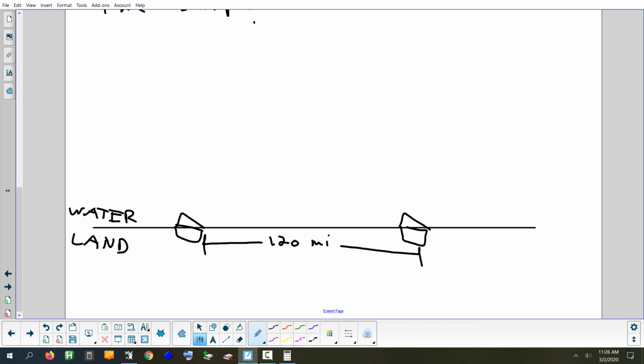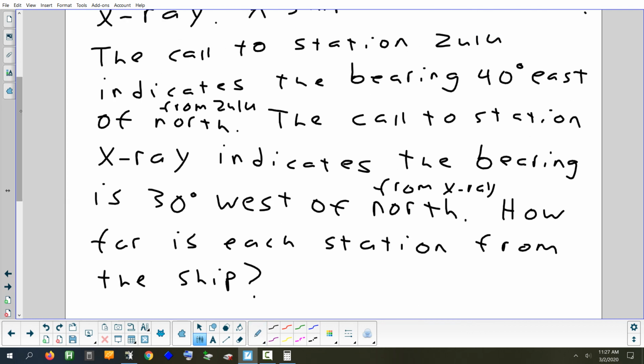If you're wondering, well, how would you know that? Coast Guard stations are probably marked on a map. Maybe they have an address you can drive to it. So they could just easily look on a map how far apart they are. Okay, so 120 miles apart. And we've got a boat out here. There's our boat. And each station sees the boat and gives a direction as a heading from north.